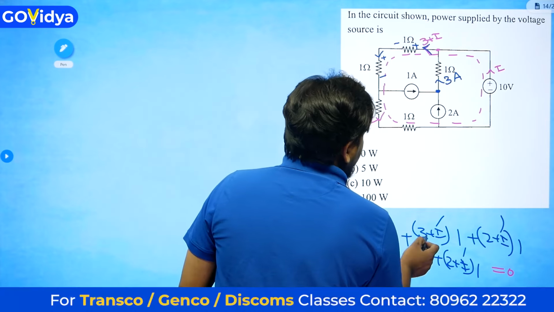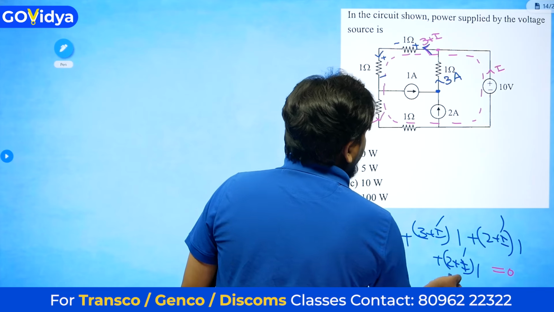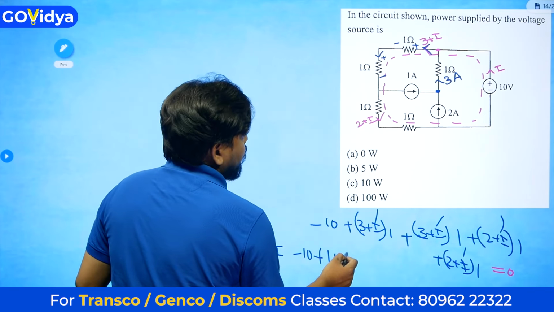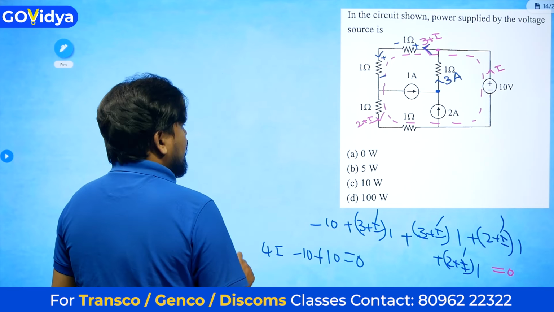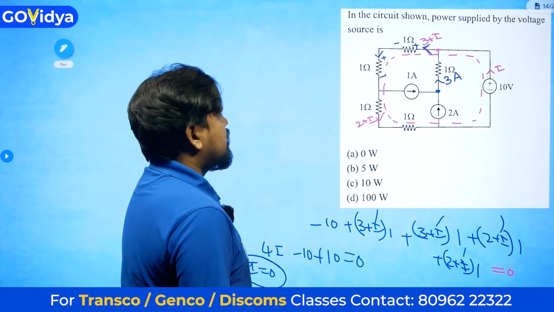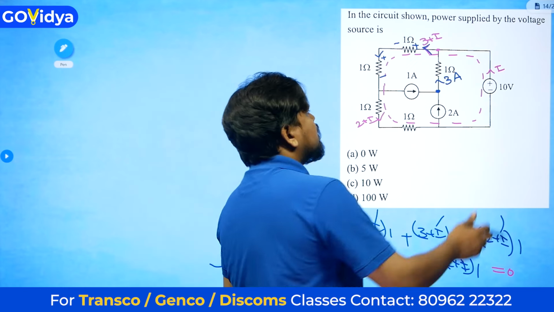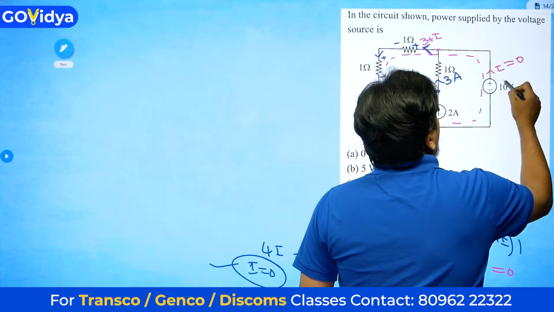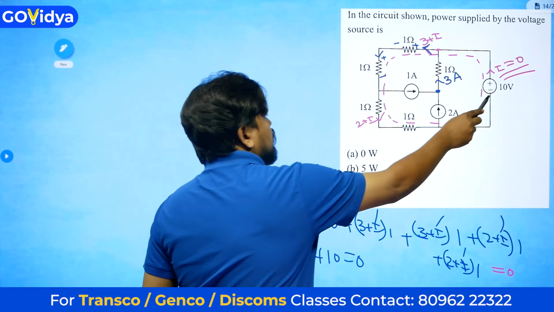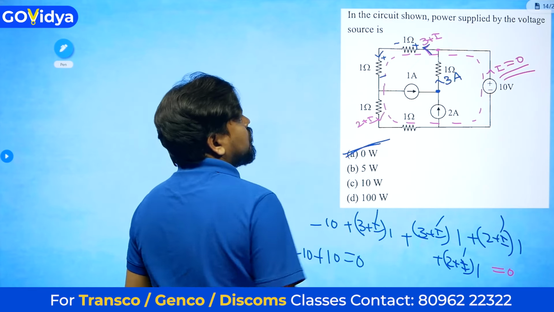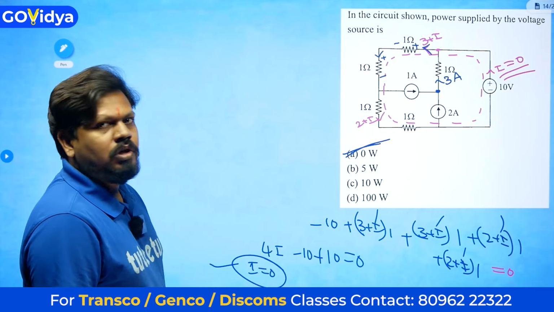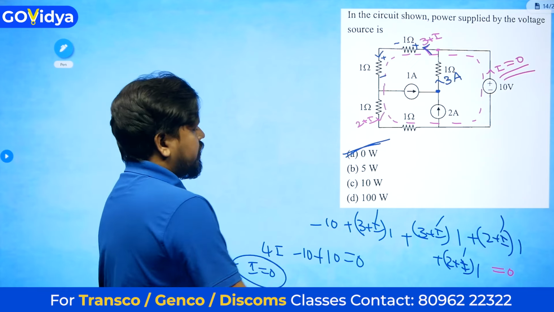Remaining we'll calculate. 3 plus 3, 6. 6 plus 2, 8. 8 plus 2 is 10. So, minus 10 plus 10, equals to 0. What is the value of I? I equals to 0. So, that means the I current we got as 0. That means this voltage source is delivering 0 power. So, power supplied by the voltage source is equal to 0 watts. Like this we can answer.